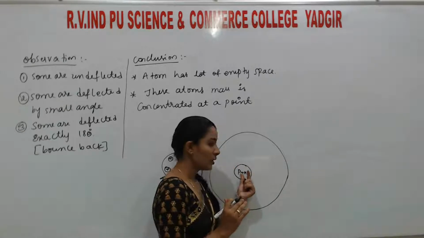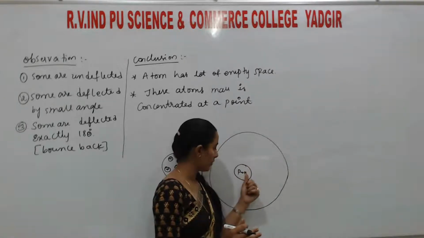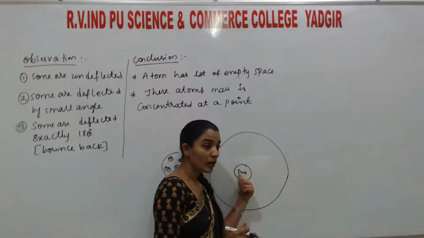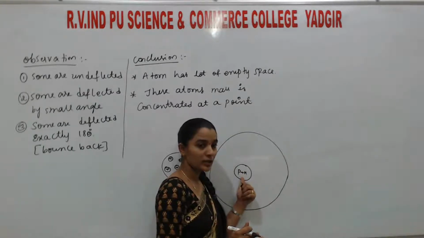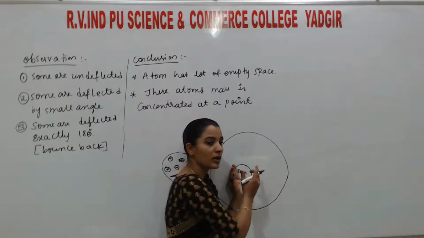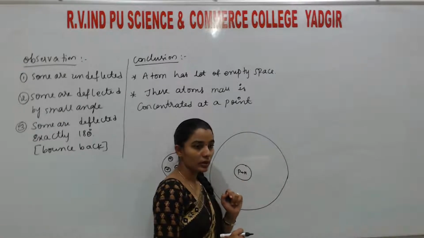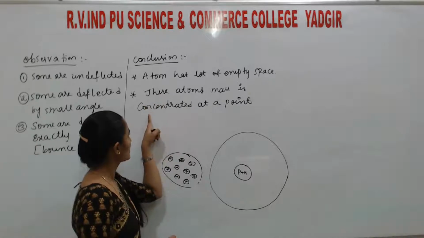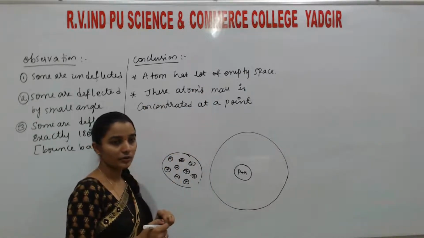At that time neutrons were not yet considered inside the nucleus. It considered only positively charged species concentrated in the nucleus. Electrons are revolving around the nucleus. So from these two, what did we conclude? The atom's mass is concentrated at a point.